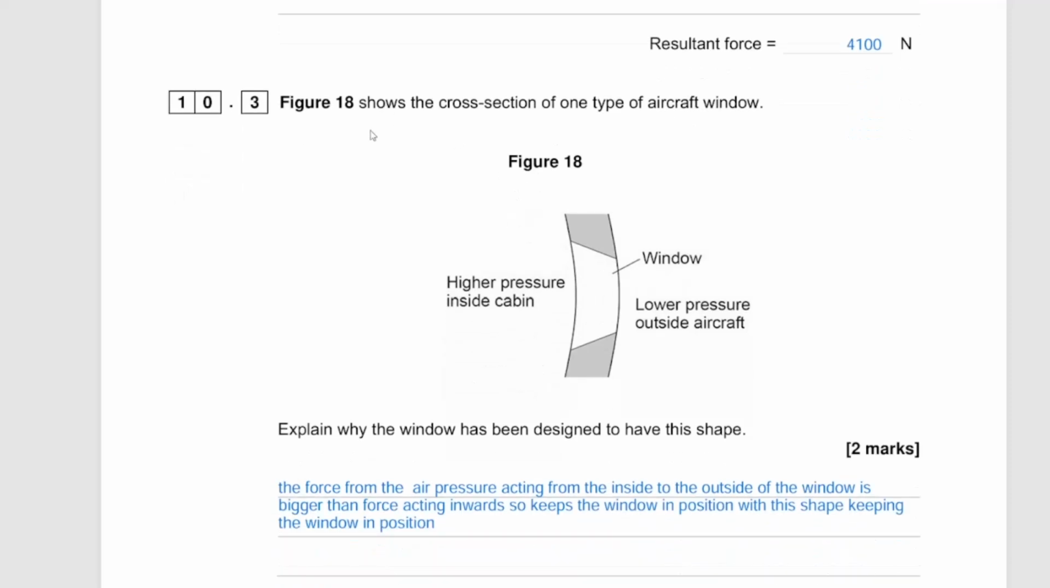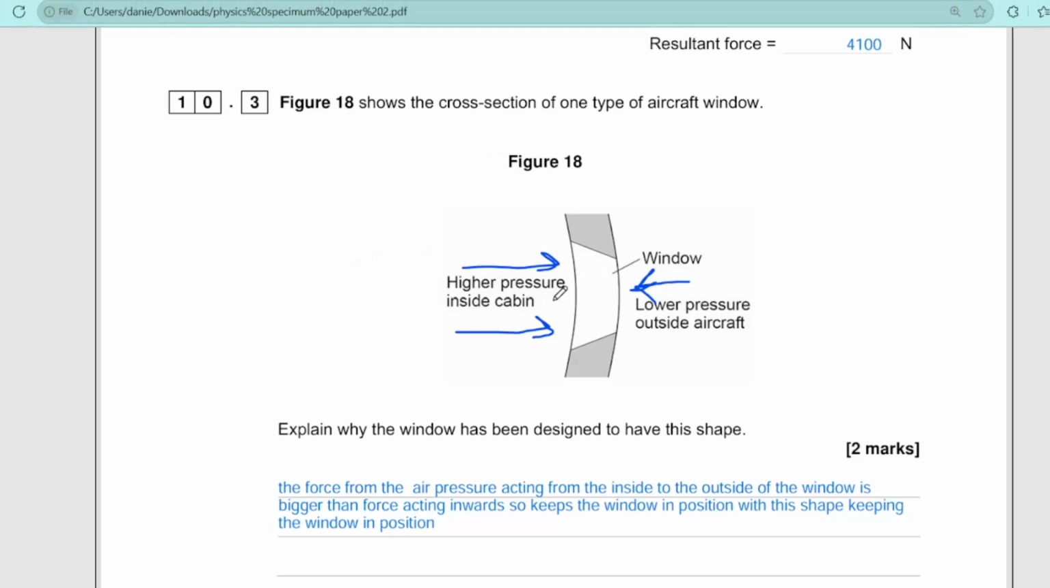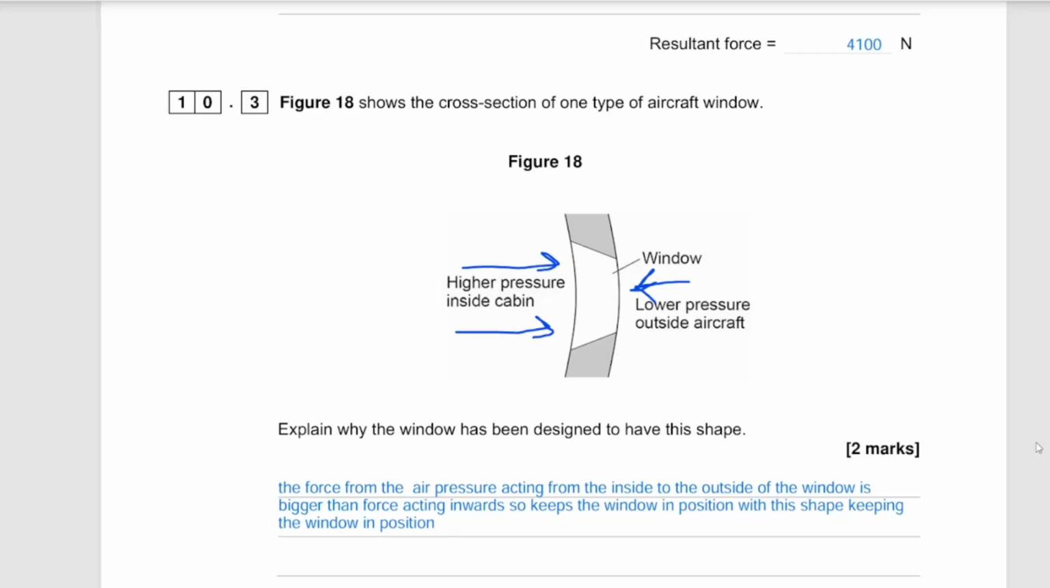Then for figure 18, we've shown the cross-sectional area of one type of aircraft window, and we're explaining why the window has been designed to have this shape. This is due to the force from the air pressure acting from the inside to the outside of the window being bigger than the force acting inwards, so this keeps the window in position, with the shape helping that. As we can see, the force would be acting in this direction because there's a higher pressure inside the cabin, and that forces it into this shape. If the force was going inside into the cabin, the windows would very easily just pop out. Anyway, moving on.